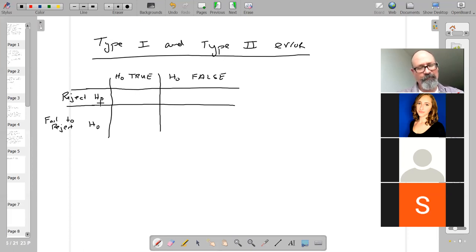But again, when you're dealing with this sort of table, there are two types of quote unquote problems. When the null hypothesis is true, but the result of the test causes you to reject it, this is known as a type 1 error. When the null hypothesis is false, but you fail to reject it, this is known as a type 2 error. And the truth of the matter is, in the other two locations, you're happy. The test kind of does what you want it to do.